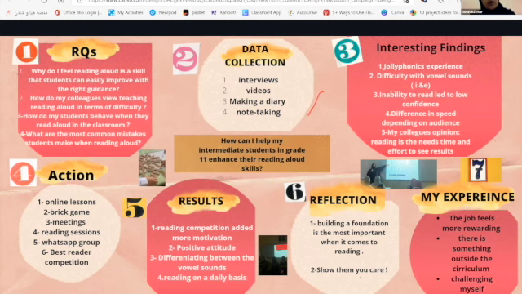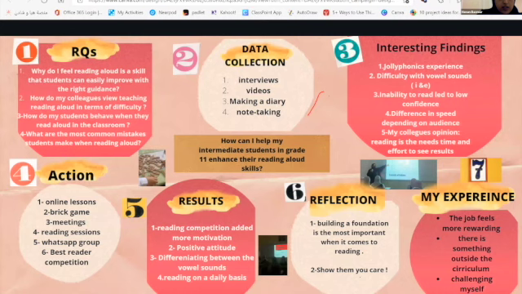To reach the answer to this question, I wrote 4 main questions. Number 1, why do I feel reading aloud is a skill that students can easily improve with the right guidance? Number 2, how do my colleagues view teaching reading aloud in terms of quality? 3, how do my students behave when they read aloud in the classroom? And finally, what are the most common mistakes students make when reading aloud?